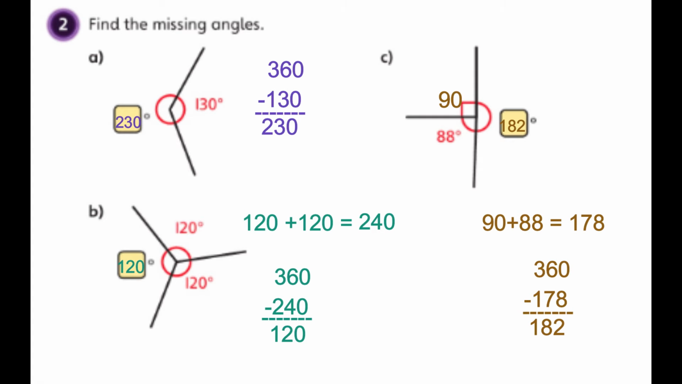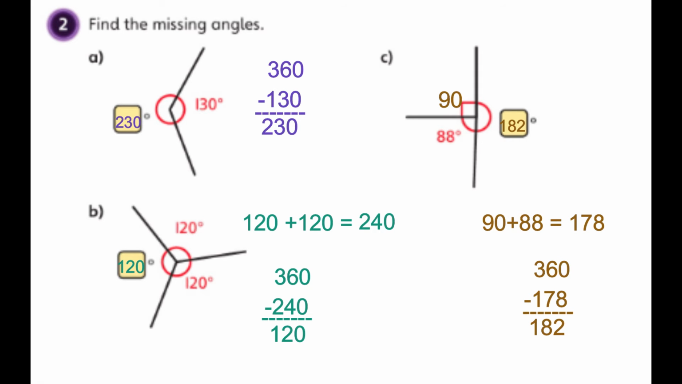182 degrees. Notice that in all of these examples, we had to take away the angles that had already been measured from 360 degrees because a full turn is 360 degrees. That's the only thing different from yesterday. Since we're doing a full turn, we're subtracting from 360. Yesterday we were doing a half turn. How many degrees are in a half turn? 180 degrees.